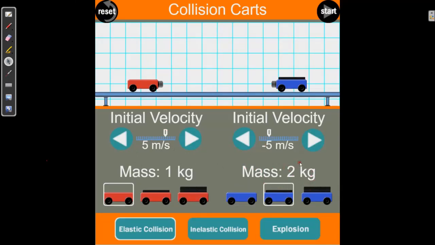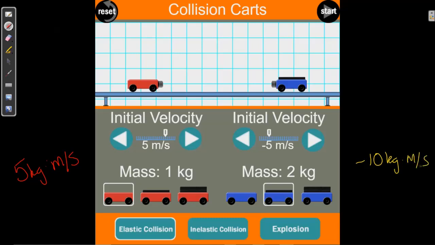So if we're going to do an initial momentum calculation for object A, it's again just going to be 5 kilograms times meter per second, 5 times 1. And then over here, it's -5 times 2, which is -10 kilograms times meter per second. So in total, initially, we have -5 kilograms times meter per second of momentum, because I'm adding these two values together. 5 plus -10 is -5 kilograms times meter per second. So that would be the total initial momentum of the system.